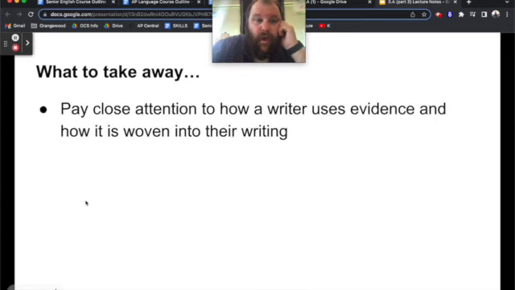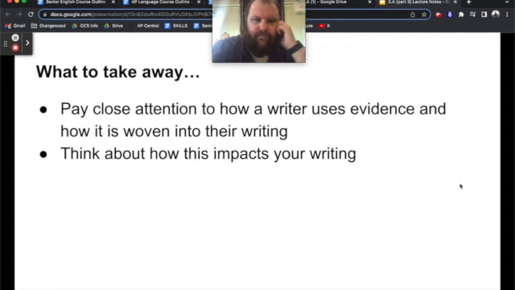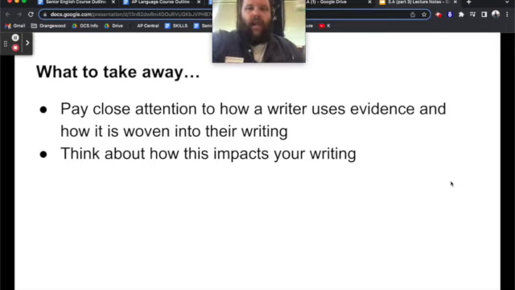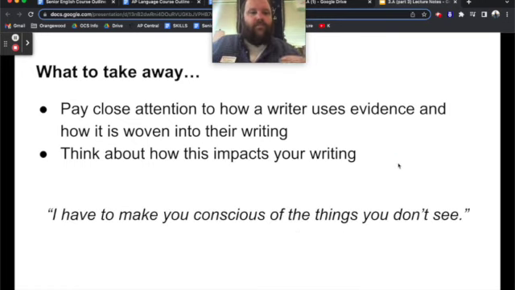So what to take away? All right, we need to pay close attention to how a writer uses evidence, how it's woven into their writing, right? And again, that might be like it's not woven in well, and why, right? That might say something about their credibility. If nothing else, maybe their effectiveness as a writer. And we need to think about how this impacts our writing. When we are writing, never have a quote that's just sitting alone, right? It's a part of a movement. It's part of your writing, your work as a whole, all right?